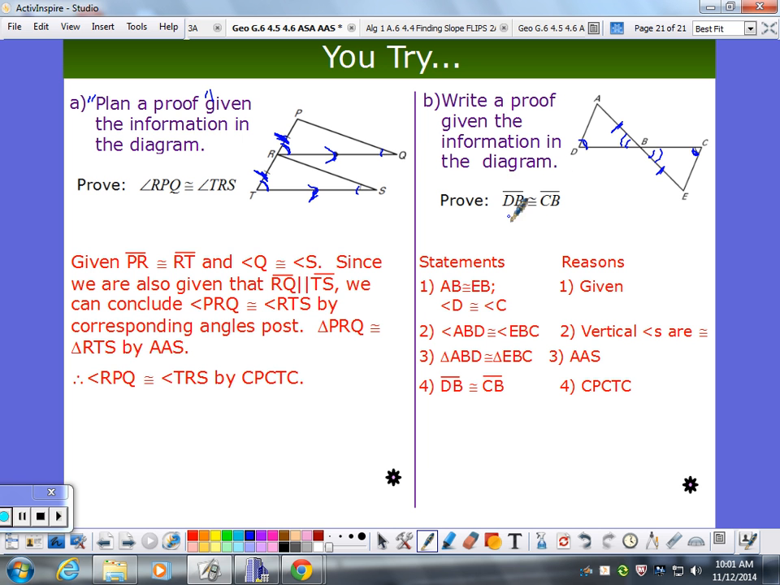Now they could have said, show B is the midpoint of DC. They could have said something like that. Then you do the exact same thing, and I would just have another statement that said B is the midpoint. Now it isn't here, so you wouldn't do that, but you can. So you can take these a little bit further if you need to, if they had said, show that B is the midpoint.